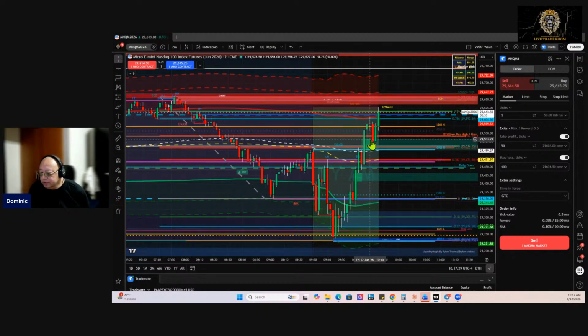On the 2 minute, that would have been a great trade. Yeah, this would have been a good trade. It pulled back here, but didn't close below. It just pulled back into this area. And you're really taking this trade going up.